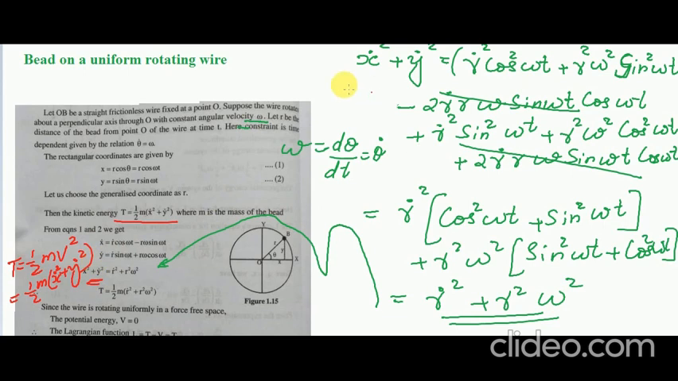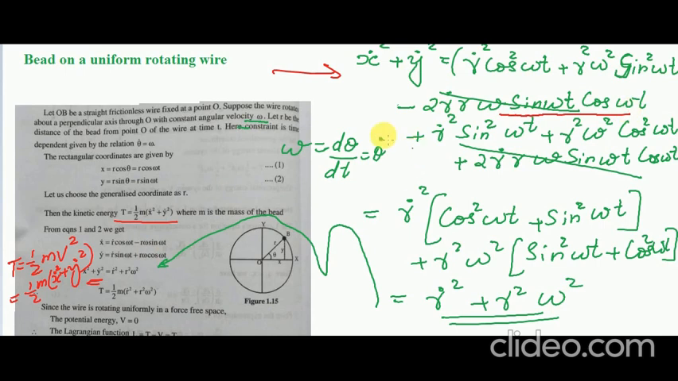How do you find that? You can see here x dot square plus y dot square. Substitute for x dot and expand it. You will get x dot is r dot cos omega t minus r omega sin omega t. Expanding, it is r dot square cos square omega t plus r square omega square sin square omega t minus 2 r dot r omega sin omega t cos omega t.